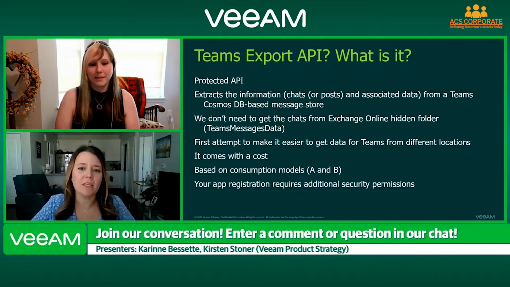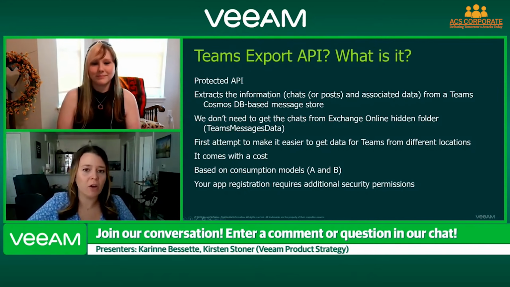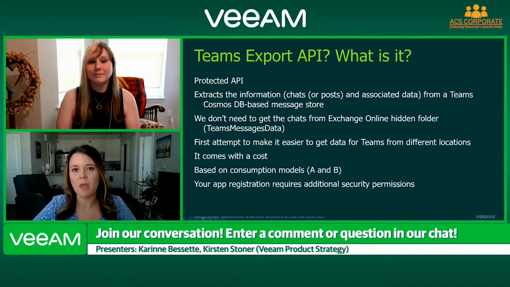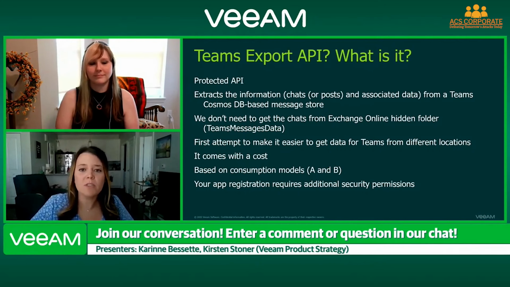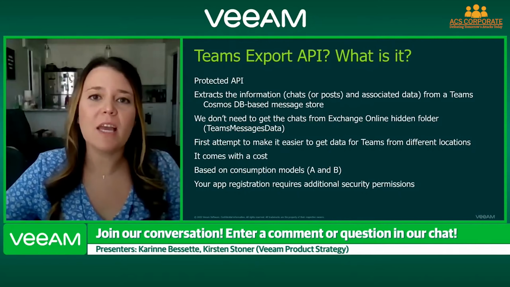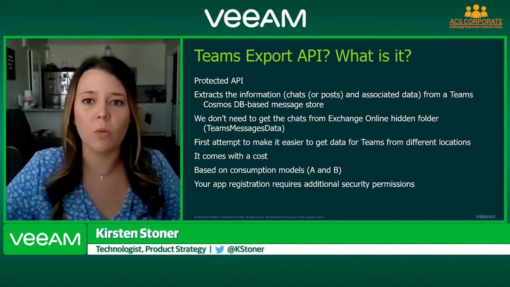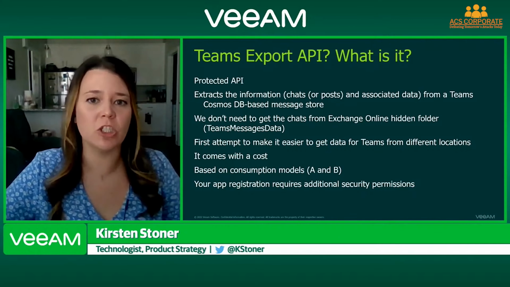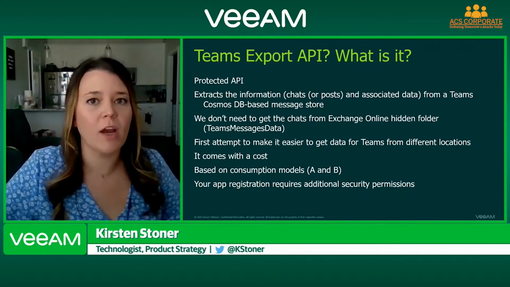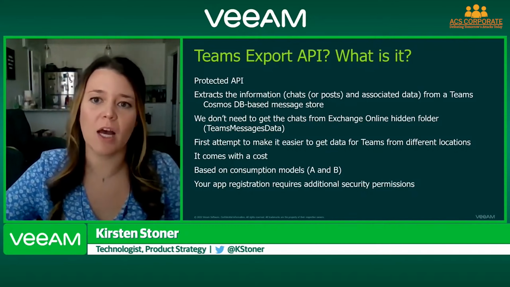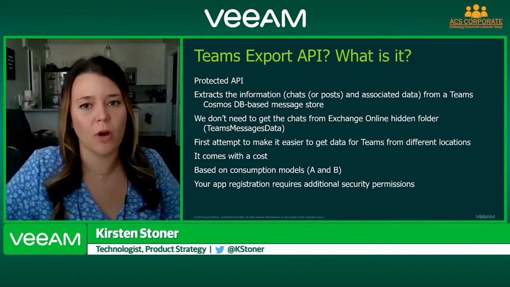Now, previously, the backup of Teams was achieved by reading a hidden folder within Exchange Online called Teams Messages Data. This is no longer going to be the case, and we will be required to use this Exports API to protect that Teams data. This API will allow us to extract information from one-on-one messages, group chats, meeting chats, channel messages right from the Microsoft Teams Cosmos database message store.